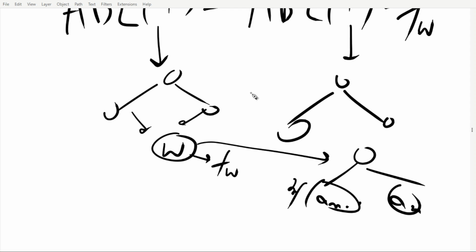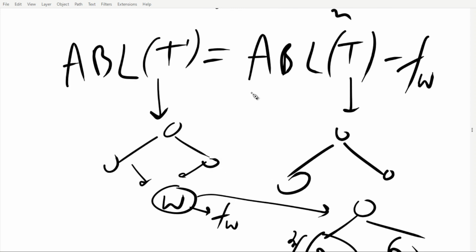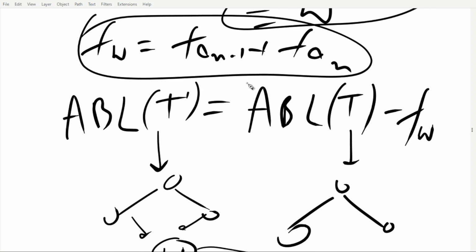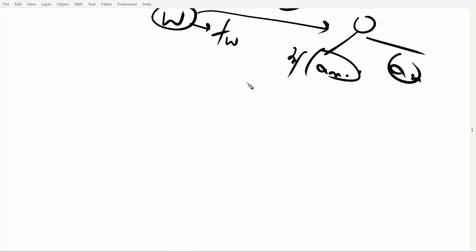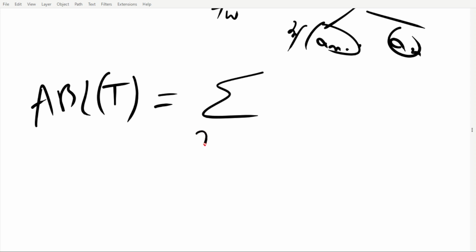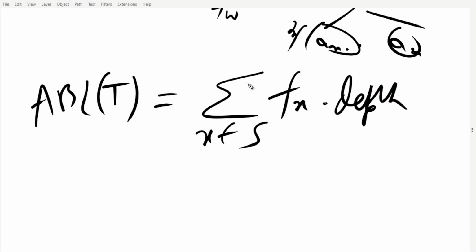So now we can write the expressions for both abstract average bit length of t as well as t prime and compare the two using this equation. So first we write the expression of average bit length of t. Average bit length of t is sum over all x in S. So S here is the alphabet, fx multiplied by depth in tree t of the node x. So this is the expression.